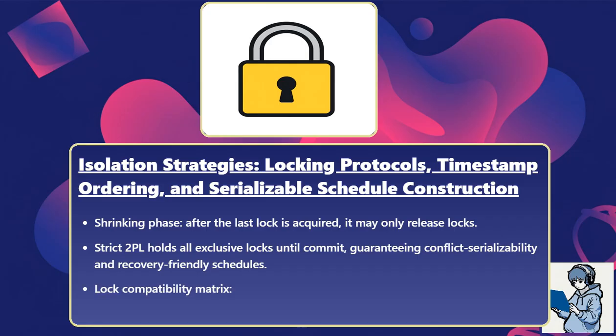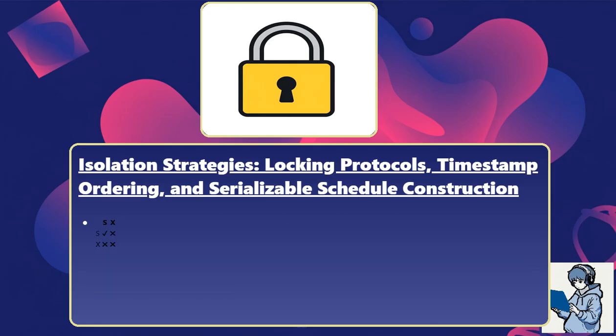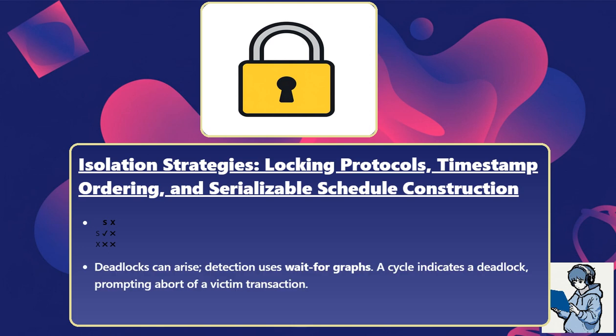Lock compatibility matrix. Row and column headings are S and X. Row S: S allowed, X not allowed. Row X: both S and X not allowed. Deadlocks can arise. Detection uses wait-for graphs. A cycle indicates a deadlock, prompting abort of a victim transaction.